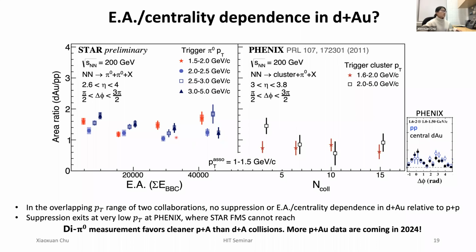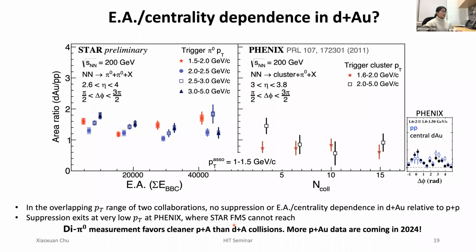And the reason why this ratio is still higher in STAR than in PHENIX is that the background signal over background ratio is different between the two experiments. But the conclusion is, in this overlapping PT range, for both of the collaborations, we didn't observe the suppression, and there is no event activity dependence nor centrality dependence for STAR and PHENIX.